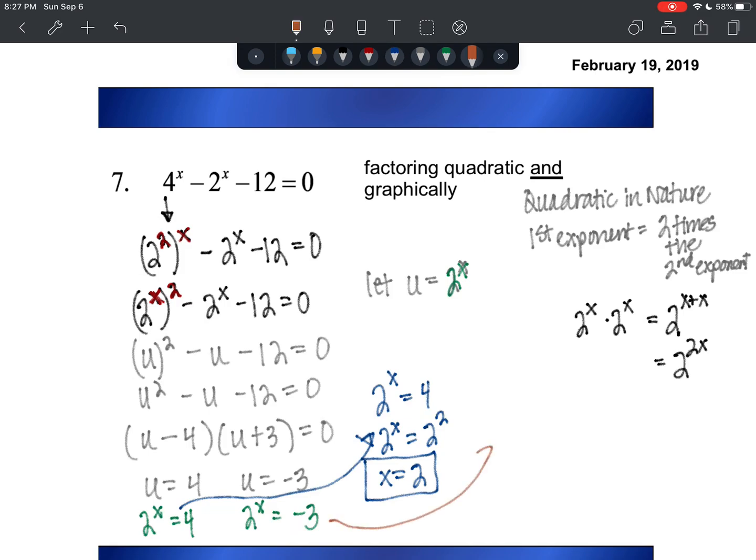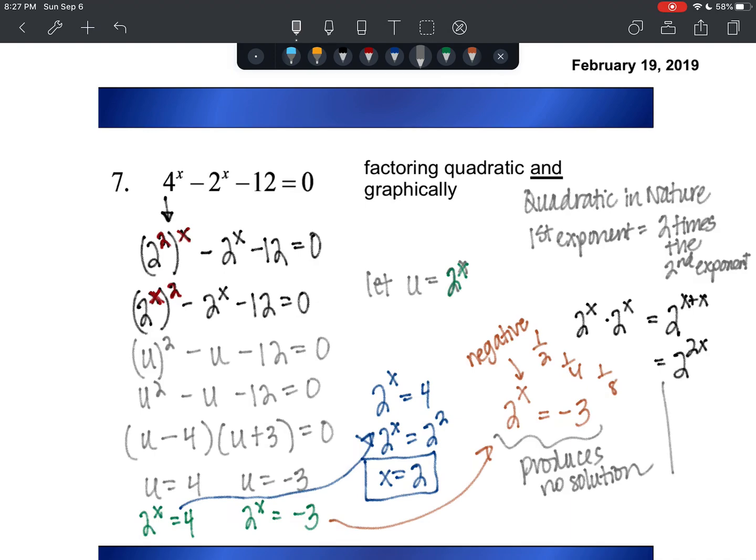Now we have to come over here and say, what number can I raise 2 to and get negative 3? What number can we raise the base of 2 to and have a result of a negative number? Well, if I put negative numbers in, negative numbers are going to give me fractions: 1 over 2, 1 over 4, 1 over 8, 1 over big numbers, not 0, and definitely not negative. Therefore, this produces no solution.